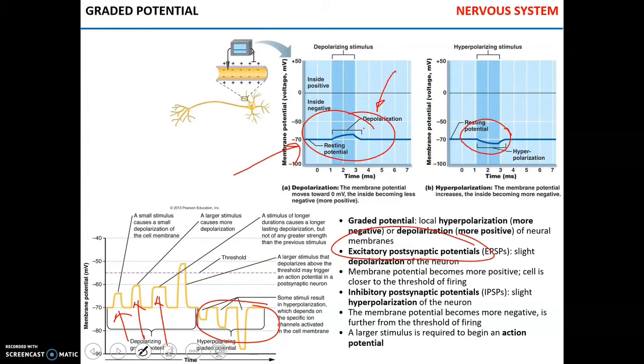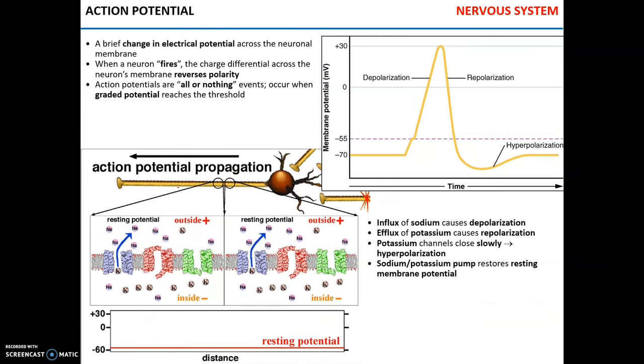Now, when graded potential crosses a particular threshold, shown here, it becomes an action potential. Action potential is essentially a self-sustained change in the membrane potential spreading along the axon. It's a nerve signal. Interestingly enough, action potential does not have different values. It works based on the all-or-none principle. It's either there or not.